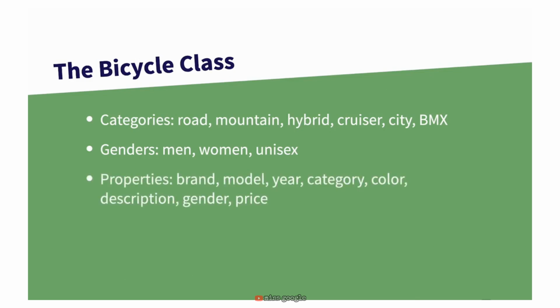Our bicycle class, of course, needs properties. We're going to have the brand, the model, the year, the category, the color, the description, the gender, and the price. You should know how to create those properties in our bicycle class. And you should know how to use construct in order to populate those properties with values that we pass in as arguments when we create a new instance of the class.